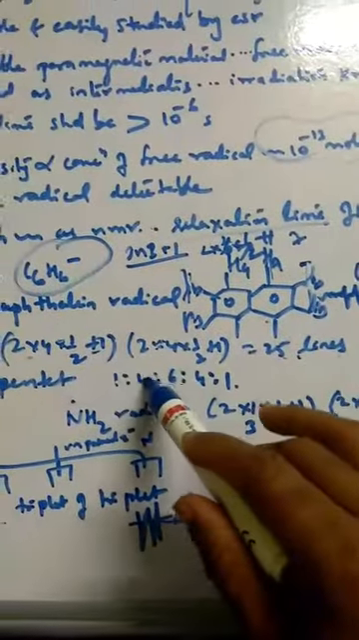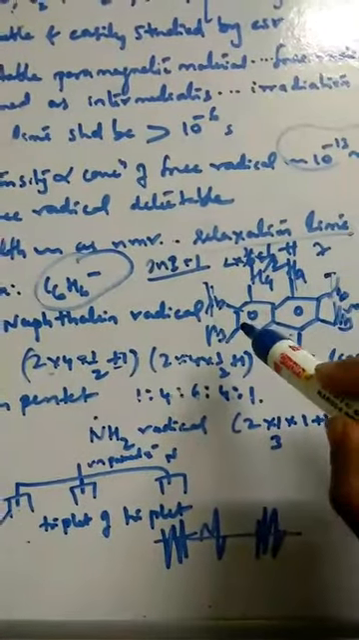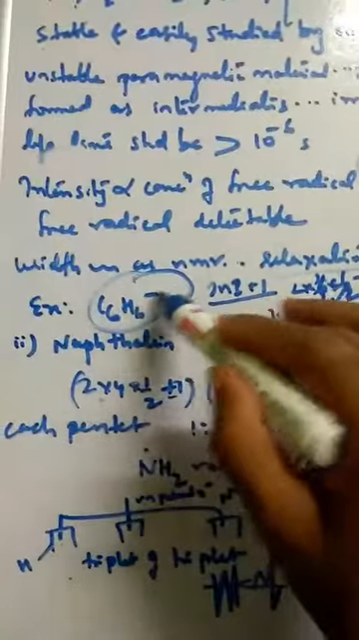That is what this 1 is to 4 is to 6 is to 4 is to 1. In this way, 24 lines I am going to observe for this naphthalene. Okay, so this is how the ESR can be. Similarly, here also 7 lines, as we saw in the last video.